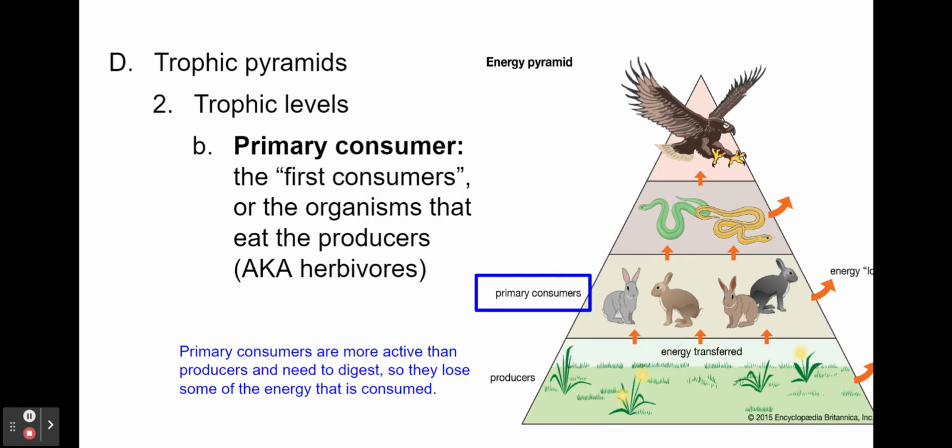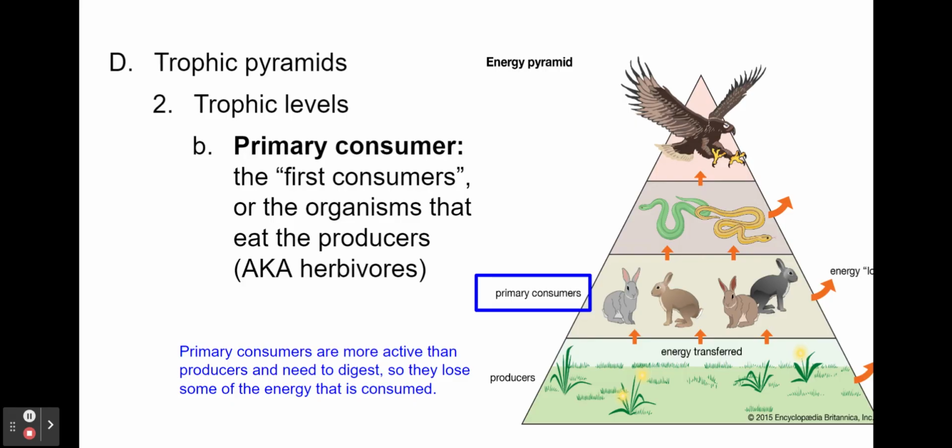When we say primary consumers, we're thinking about the amount of energy that they keep versus lose. Primary consumers are more active than producers. They have to move around as opposed to those producers, plants, which stay in one place. So they're going to spend more energy. They also need to digest their food, so they lose some of the matter and energy that they consume. We'll learn about that later. That's going to be a process called cellular respiration.